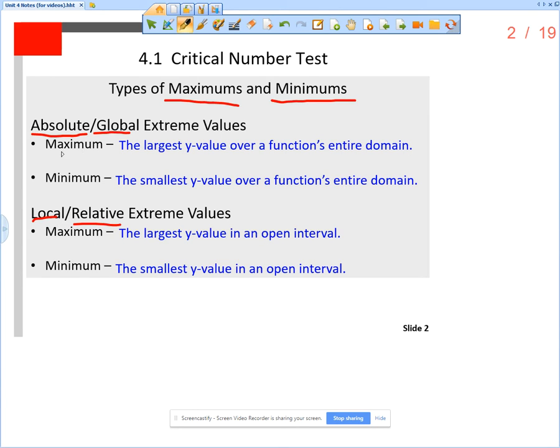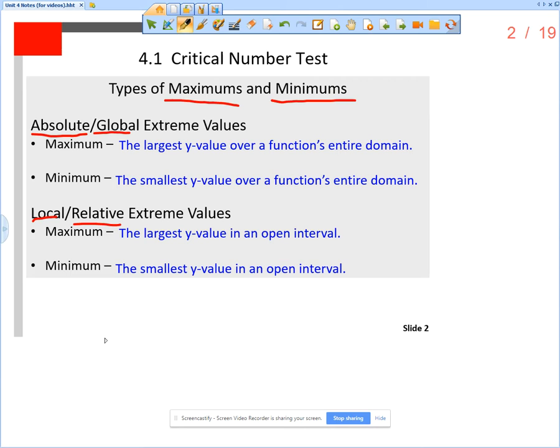So we either have a maximum, which is the largest y value over a function's entire domain. That's why we say it's absolute or global, meaning it's the largest value anywhere on the function. The minimum, of course, would be the smallest y value over the function's entire domain. But now local or relative. What does that mean? That means that it is the maximum, or the largest y value, in an open interval of the domain, I suppose you could say. And the minimum is the smallest y value in an open interval of the domain.